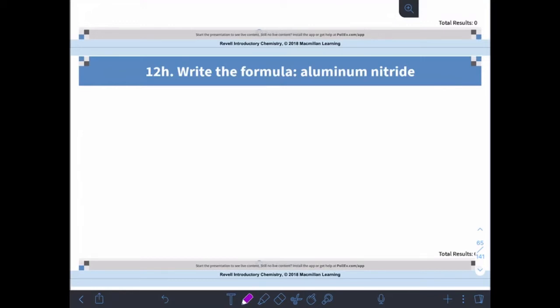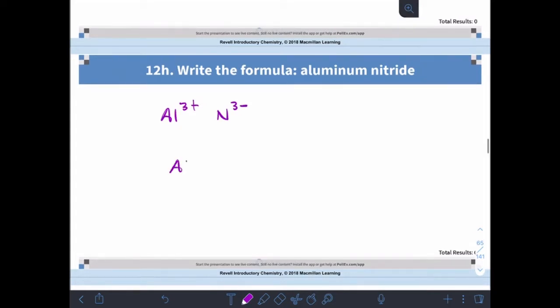All right, picking up right where we left off, and we're at 12H, and we want to write the formula for aluminum nitride. So our aluminum ion is Al3+, and our nitride, that's the name for the nitrogen ion, N3-. Right, so we've got a 3 and a 3. They balance each other out already, so our formula is just AlN.